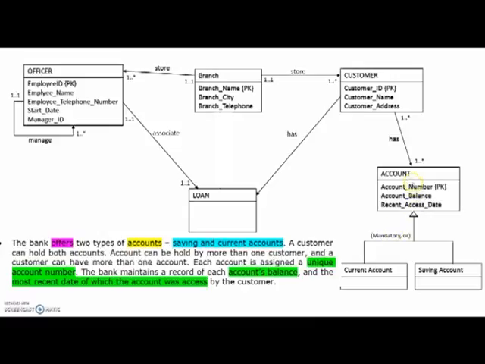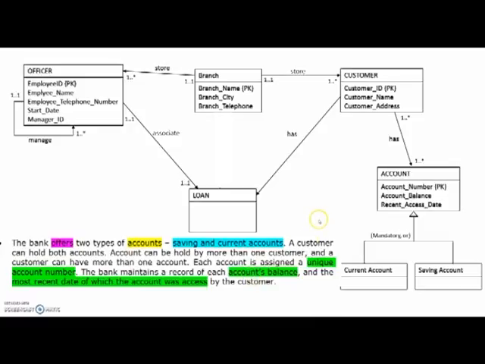So we can look for the account. It can be specialized into two, which is the current account and saving account, while the current account and saving account can be generalized into the account.